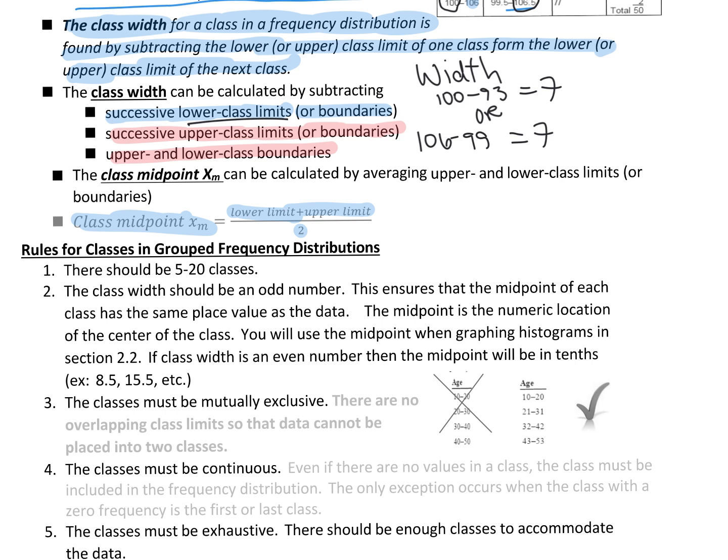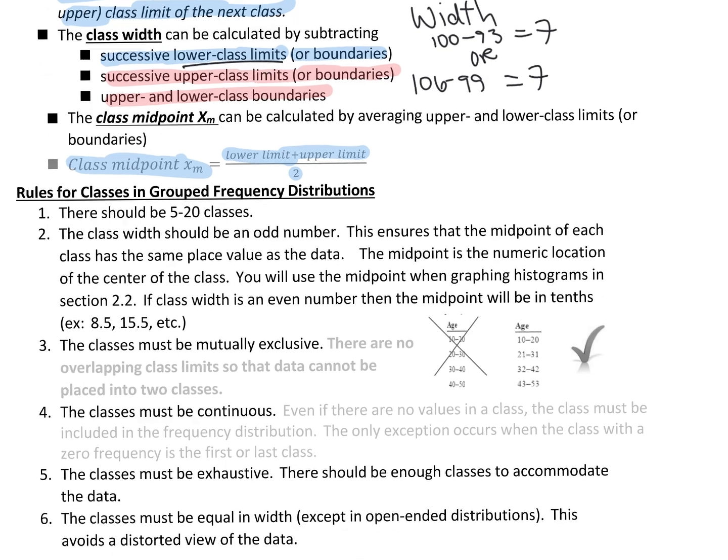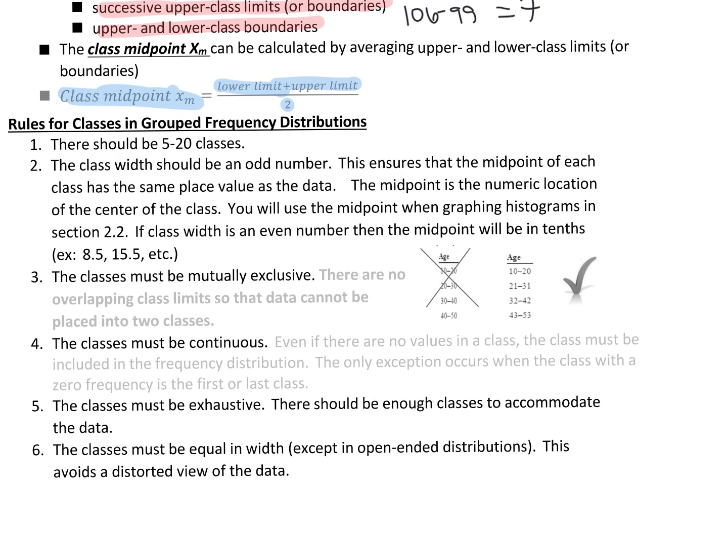All right, here are some rules for classes and grouped frequency distribution. There should be 5 to 20 classes. The class width should be an odd number. This ensures that the midpoint of each class has the same place value as the data. The midpoint is the numeric location of the center of the class. You will use the midpoint when graphing histograms in section 2.2.